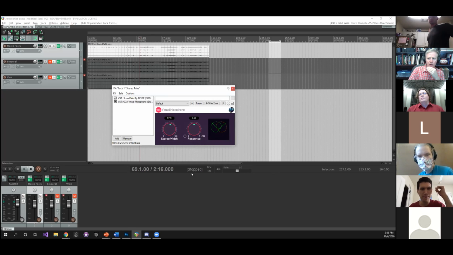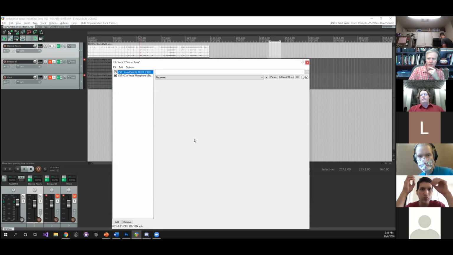So the original signal has to be done with a sound field microphone, right? Yeah. So this original signal, and actually this original signal is actually an A format signal here. The plugin in front of it is the encoding plugin. That's made by Rode.